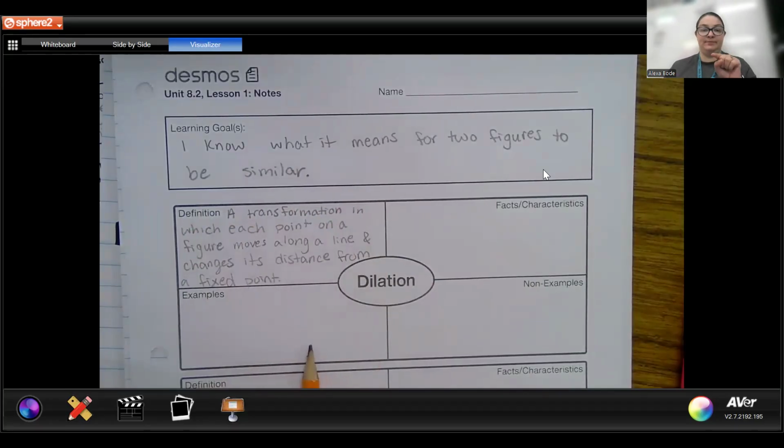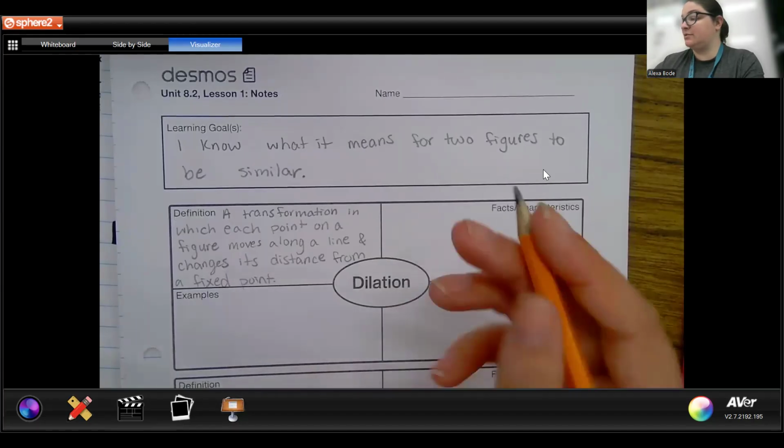So if I have a point and a shape, each point on that shape is going to move away from that fixed point. And because every single point is moving away from that other point, the shape itself is going to get bigger because the points are also moving away from each other. The shape could also get smaller if the distance of the points on the shape were to move closer to that fixed point, then the shape would become smaller. So that goes into our facts and characteristics.